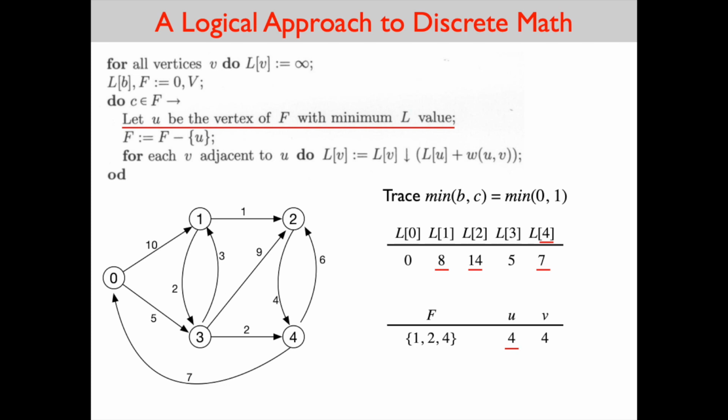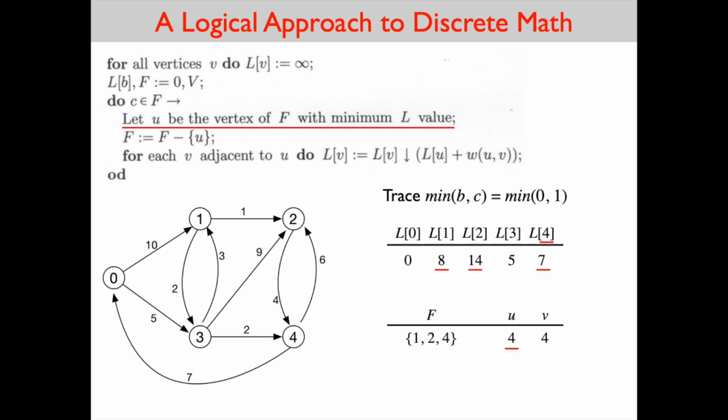We have to look at L sub 1, L sub 2, and L sub 4. So the values that we have to look at are 8, 14, and 7. And the smallest of those is 7. And L sub 4 is the one that has the value 7. And consequently, u gets 4, because u is the vertex of F with the minimum L value. Are you with me? Now what's going to happen on the next slide?